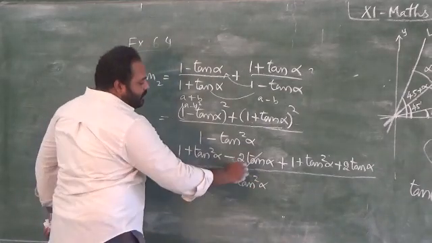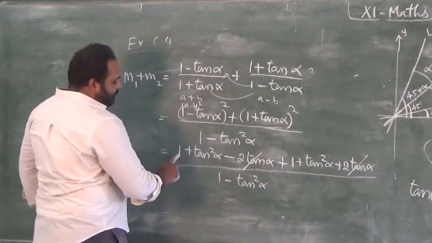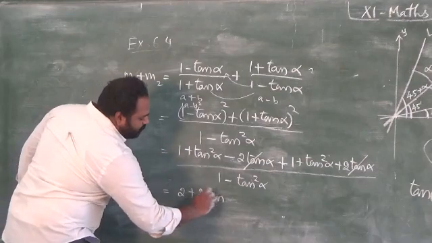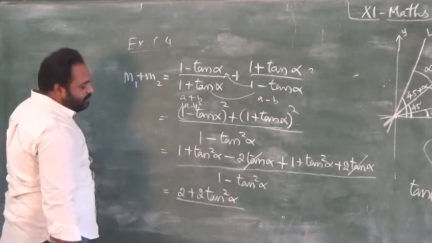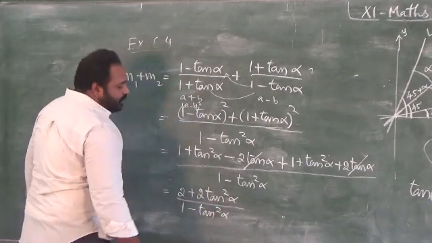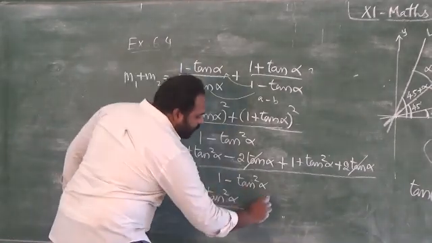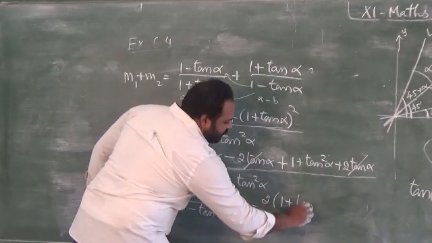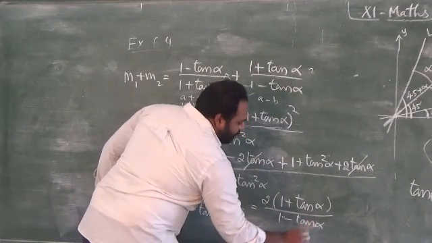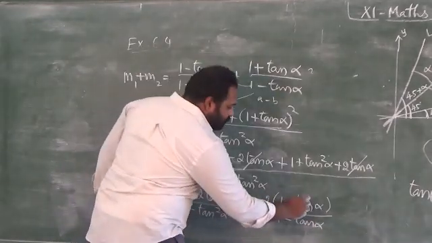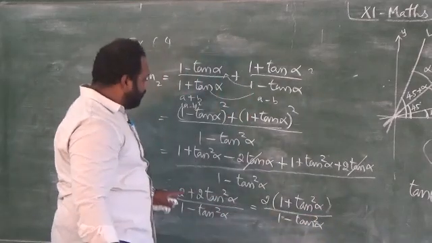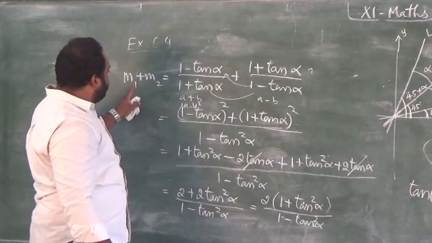So the 2 tan alpha terms will cancel here. So we are getting 1 plus 1, 2, plus 2 tan square alpha, divided by 1 minus tan square alpha. Here we can take 2 commonly outside in the numerator, so 2 into 1 plus tan square alpha by 1 minus tan square alpha. Okay, so now we got the value of M1 plus M2.